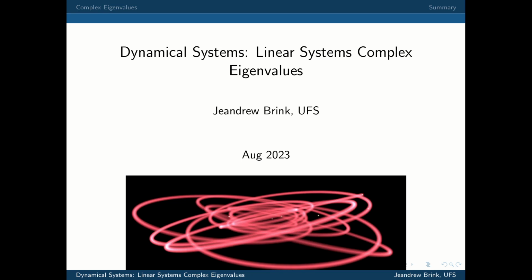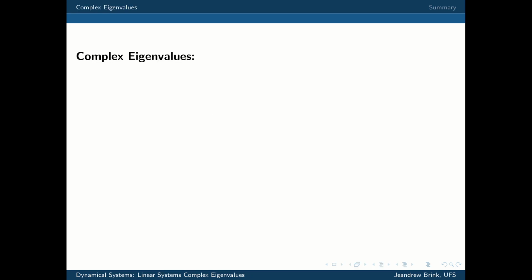In this talking slide, we explore how to characterize the phase space of a linear system when complex eigenvalues are encountered. So what I will do first is have a look at the general theory and then give two examples. Complex eigenvalues occur when the trace squared minus 4 delta is less than 0.